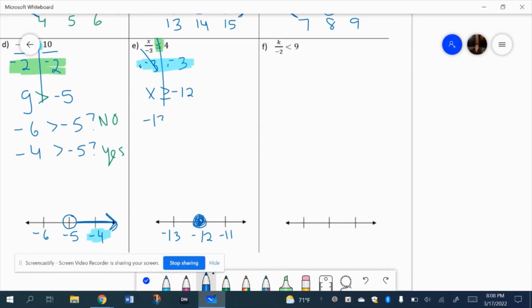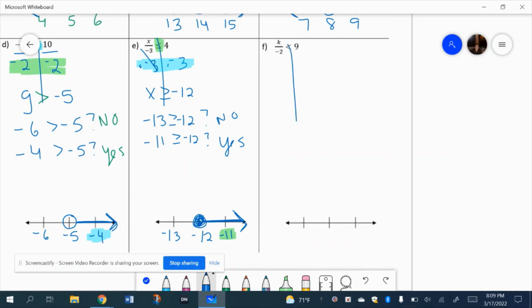And let's plug in our values. We have negative 13 greater than or equal to negative 12, or negative 11 greater than or equal to negative 12. Remember, the bigger number is always on the right, on your number line. We are looking for a number bigger than negative 12, and negative 11 is that number. So this one is correct. This one is not, which means we shade towards negative 11.